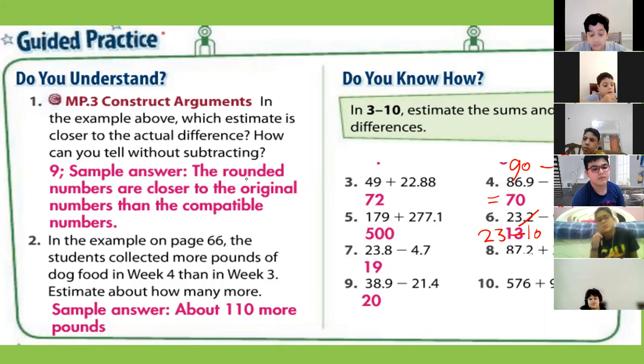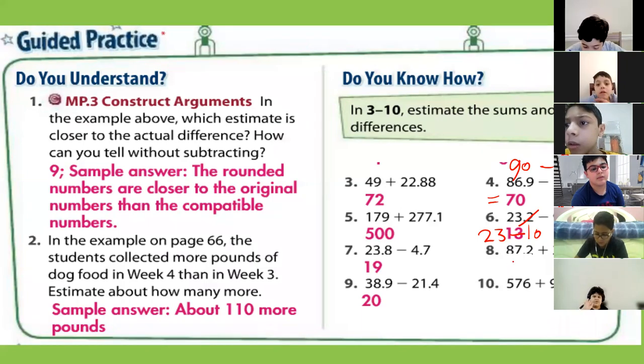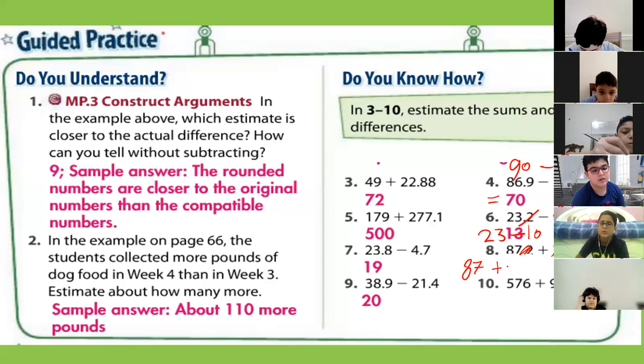Number 8. 87.8 plus 3.5. Remove the decimal. Okay. First, remove the decimal. When we remove the decimal, 87 going to be what? Is that 88? No, 87. Okay, remove the decimal, stay 87. And this one going to be 4? So 87 plus 4, I think. So is 91. 91, thanks, Asif. Very good.